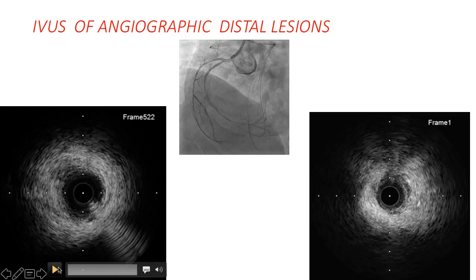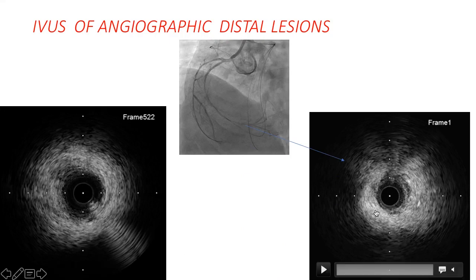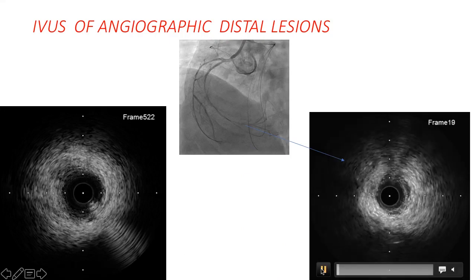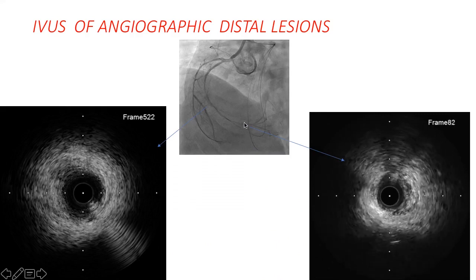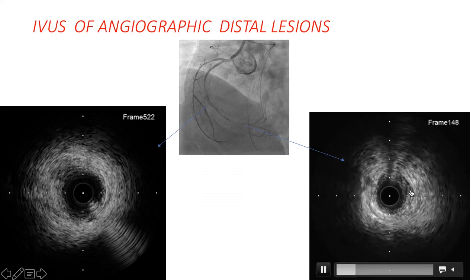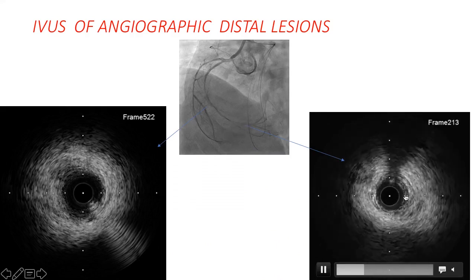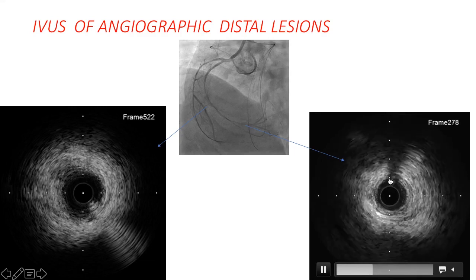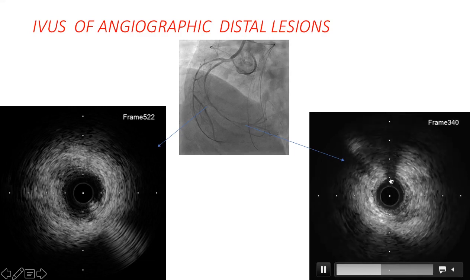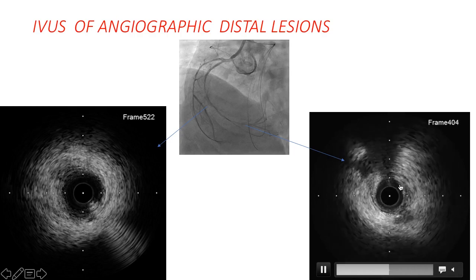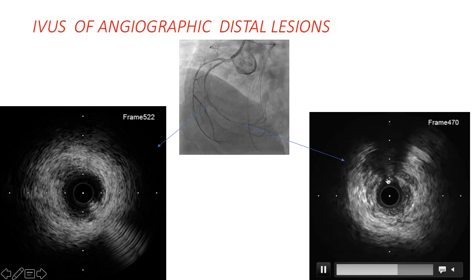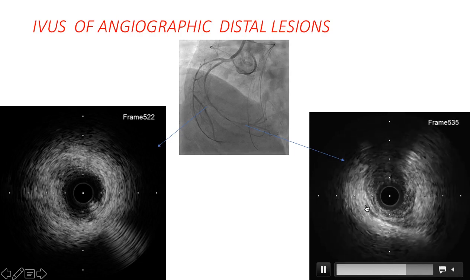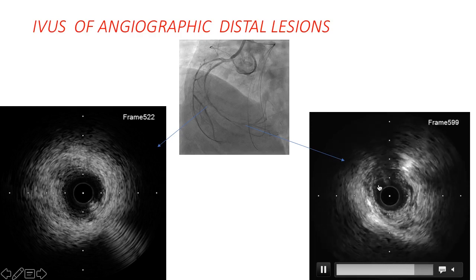When I did IVUS, this is the IVUS of the mid segment, and this is the IVUS of the PLVB. We can see the IVUS of the PLVB, which looks diseased in the angio. So there is a mild block, no doubt about it. But overall, the vessel size is around 1.75 millimeter, so it's more a negatively remodeled vessel rather than a diseased vessel.